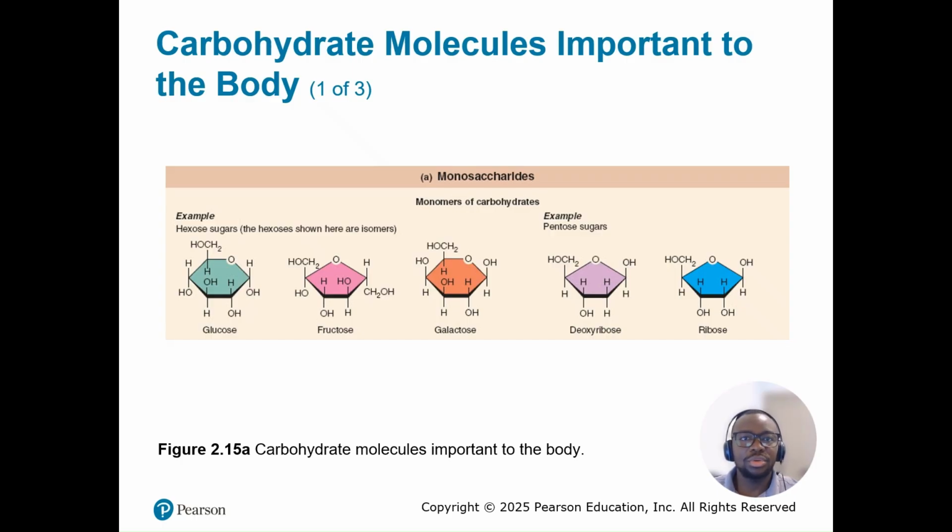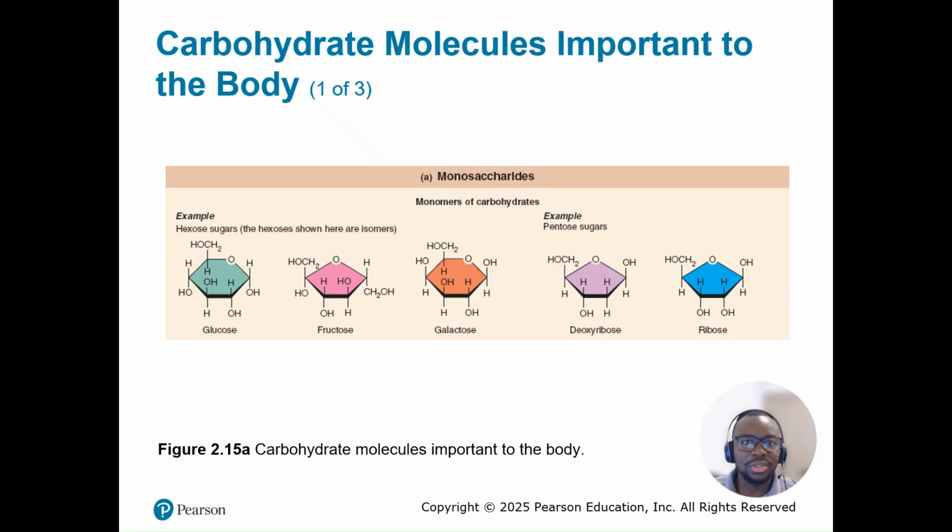This figure illustrates the most common monosaccharides in the body. As already mentioned, the most important monosaccharides are pentose or 5 carbon sugars and hexose or 6 carbon sugars. There are two types of pentose sugars: deoxyribose and ribose, which form part of the DNA and RNA respectively. Examples of hexose sugars are glucose, fructose, and galactose.